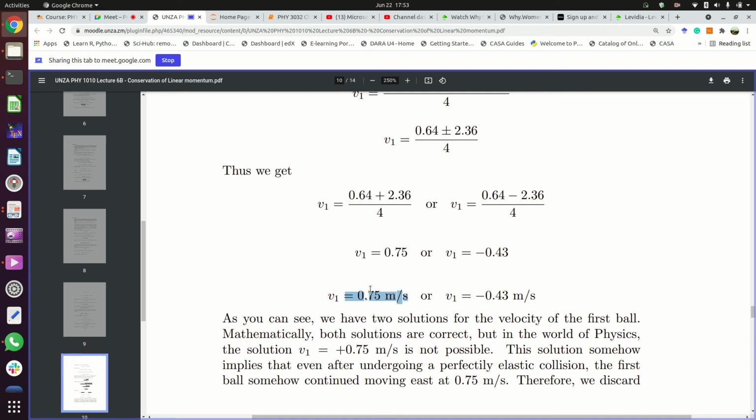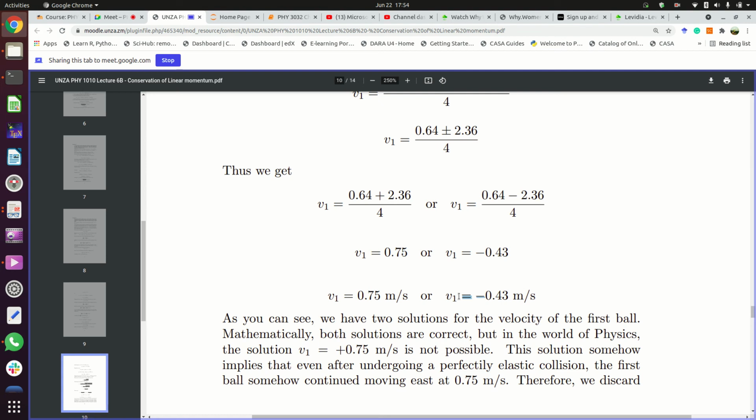Yes, sir. However, the other answer, v1 is equal to minus 0.43 meters per second, says something. It says that the first mass collides with the second mass, then it bounces back and starts moving westwards. That's what the negative is telling you. The first mass collides with the second mass, bounces back, and starts moving backwards towards the west. Now, this is exactly what we expect.